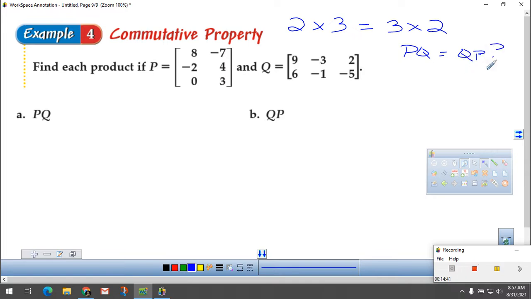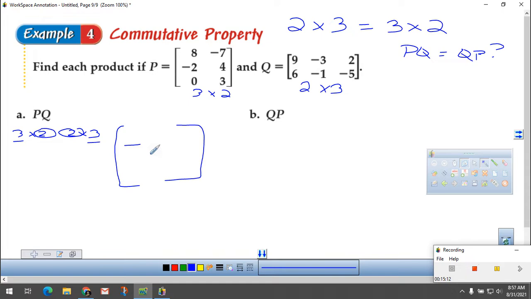That's the question. So we have matrix P, which has dimensions of a 3 by 2, and we have matrix Q, which has dimensions of a 2 by 3. So for part A, it wants to know P times Q. So P, again, is a 3 by 2 matrix. Q is a 2 by 3. So we can multiply them, but notice we're going to get a 3 by 3 matrix. So I'm going to have a 3 by 3 matrix for PQ.